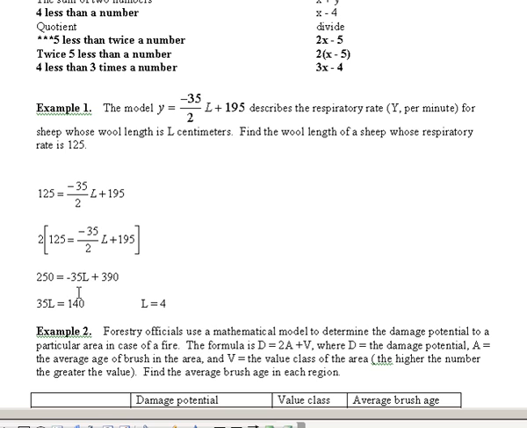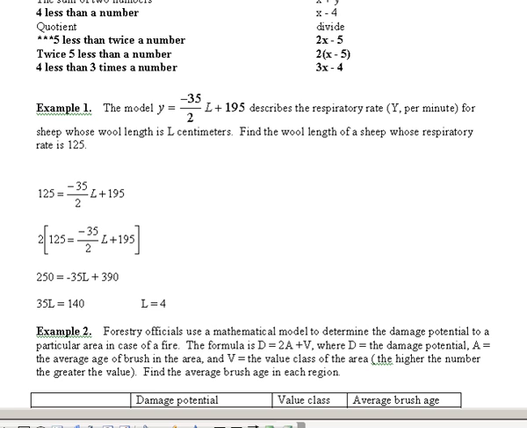Now I added 35L to both sides to get my 35L on that side, and I subtracted the 250, and I got 35L equals 140. Divide through by 35 and you get L equals 4. So apparently sheep whose wool length is 4 centimeters long have an average respiratory rate of 125 breaths per minute. I guess they're hot sheep.